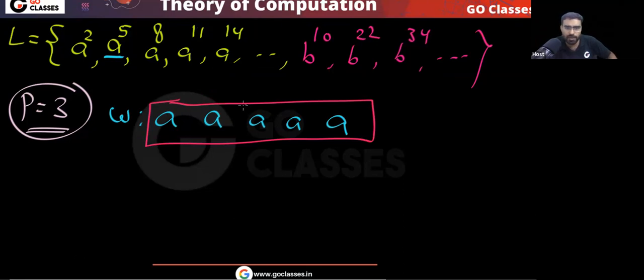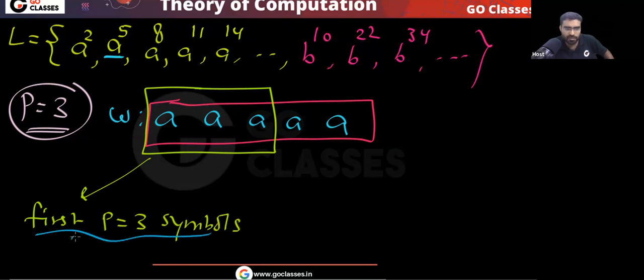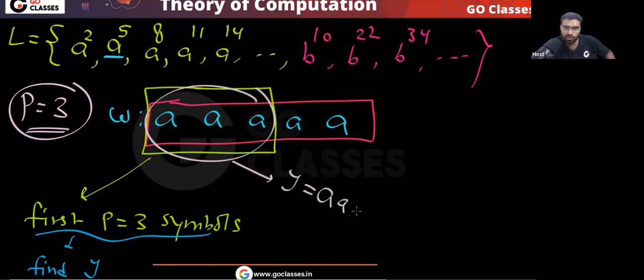Yes, this string will pump. This is your w. You will find y in the first three symbols. In these first three symbols, you will find y. Yes or no? You will find y in this area. Now you tell me which y you can take. You can take y equal to 3a. This y equal to 3a works.